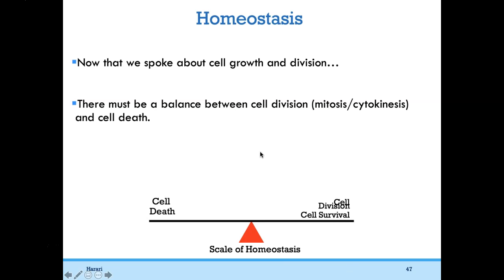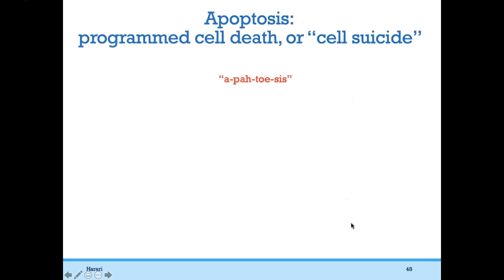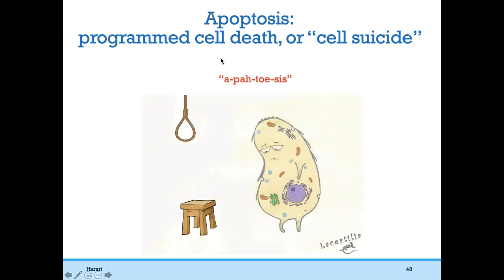And vice versa, right? We don't want to have too many cells dividing and surviving. We need to have a balance between cell death and cell division and cell survival. So now we will talk about apoptosis, which is programmed cell death or cell suicide. You pronounce this word apoptosis. The PT is silent, like pterodactyl. So apoptosis is a very good thing, actually.